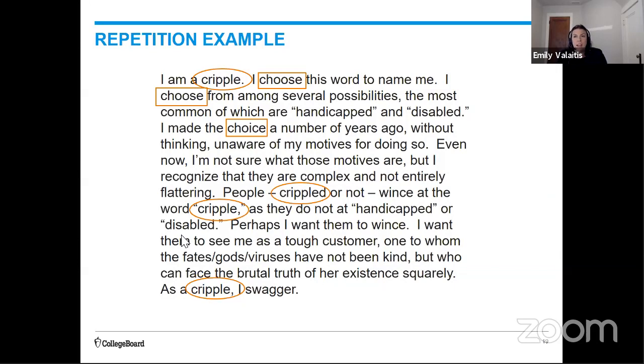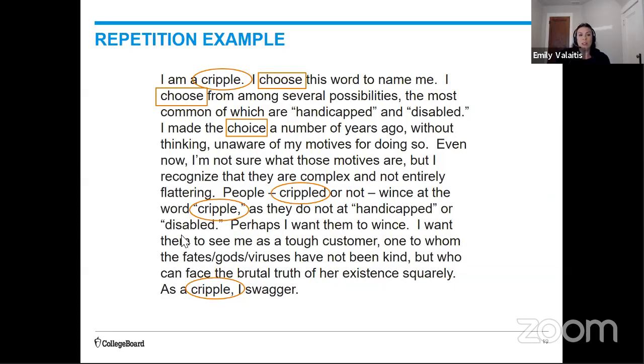And she knows that she could have something that's a little bit more PC, like handicapped or disabled, but she wants to make this choice. So I think it's interesting that she repeats cripple and crippled so frequently because it's really highlighting her condition. I think especially toward the bottom, like 3/4 of the way down, she has that sentence, perhaps, "I want them to wince." And she says the people wince when they hear the word cripple. So her saying it over and over and over again makes us, the reader, kind of uncomfortable and wince as well. She wants us to feel that way, hence the repetition.